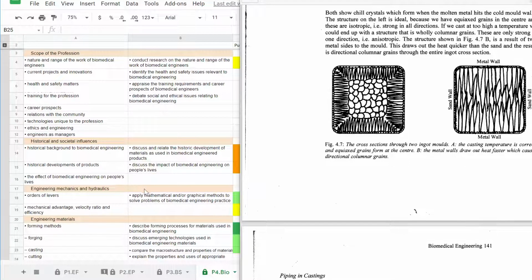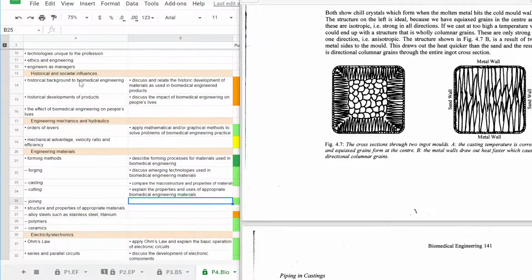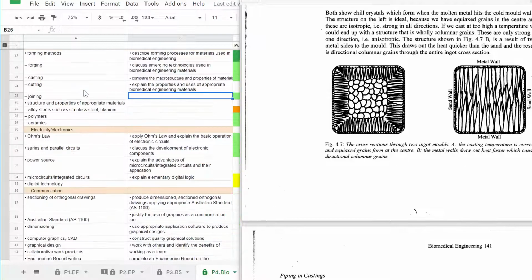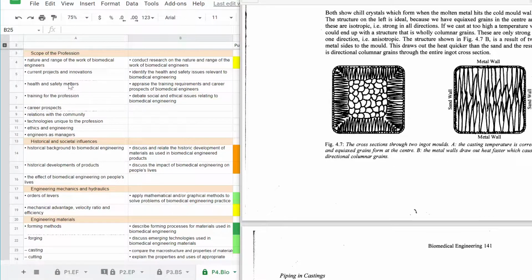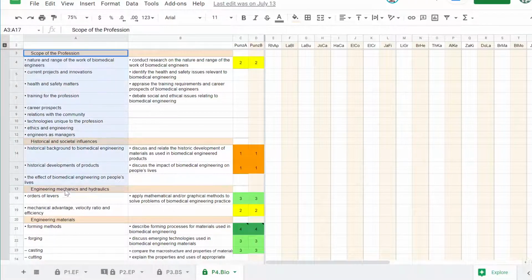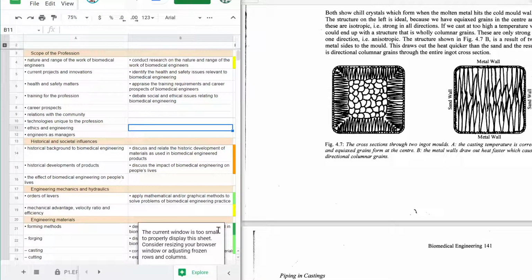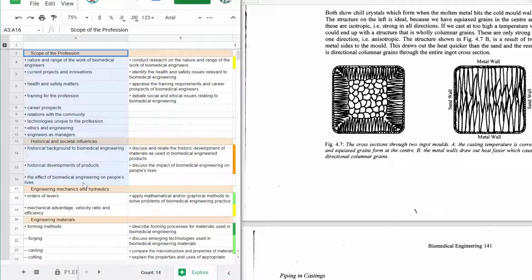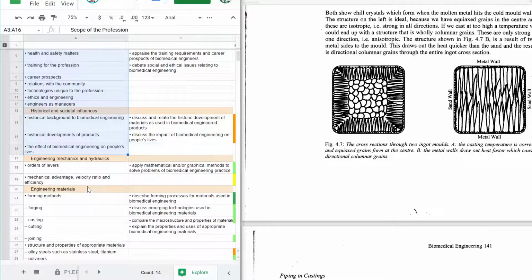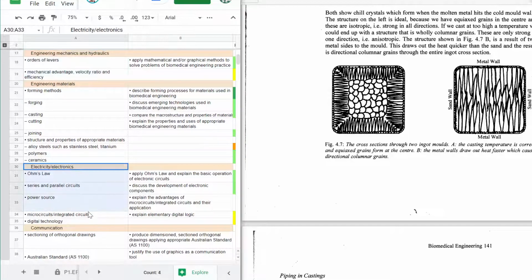So, as always, the chapters are built into more or less four sections, but there's some that I lumped together, right? So we have scope of the profession. Can I just bring this across? That'd be nice. Okay, thanks. The scope of the profession and historical influences, I basically consider to be the same thing. We've got engineering mechanics, which I often include electronics and lump those things together, but it doesn't really matter.